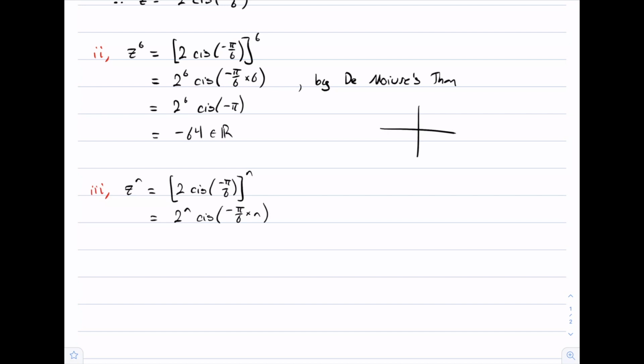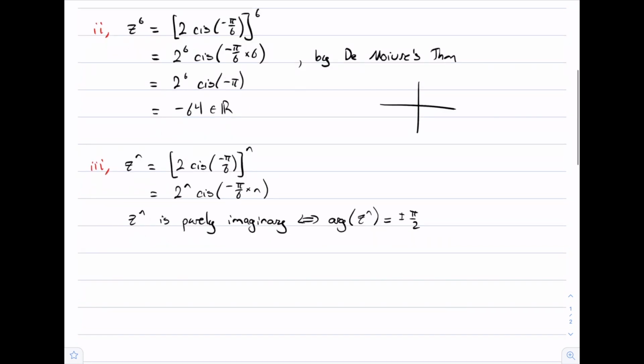So maybe we should indicate that in our answer here. We would say z to the n is purely imaginary if and only if the argument of z to the n is equal to plus or minus pi on 2. Now the question here says find a positive integer. That just means give us one positive value of n, which would give us a purely imaginary number.